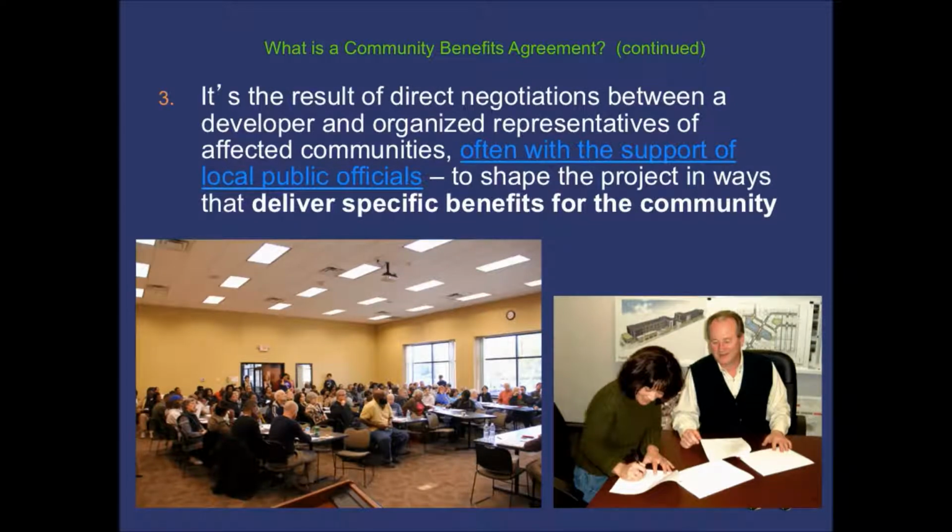Next slide is item number 3 in terms of these themes. It's a direct result of negotiations between the developer and organized representatives of affected communities, often with the support of local public officials. The strongest community benefit agreements tend to be with community groups, or coalitions, that are powerful, that have the attention of the elected governmental official, and they are on your side. So a certain amount of good community organizing is needed to do successful community benefits negotiations. These negotiations shape the project in ways that deliver specific benefits for the community.